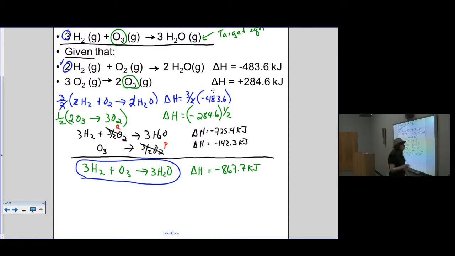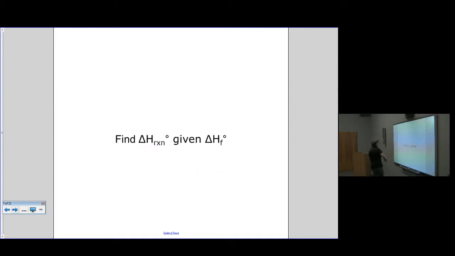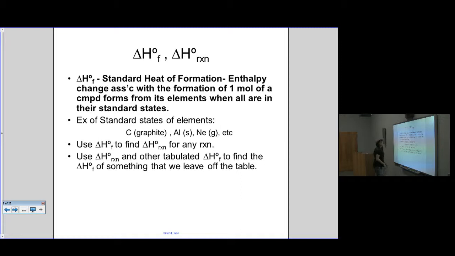Now I want to move into thinking about something called the heat of formation. So we're going to find our delta H, given some values that have been tabulated and found in a table in the back of your book called the delta H of formation. The heat of formation, this is the standard heat of formation. That's what that little knot means. It means standard. And everything in that table is the standard heat of formation.